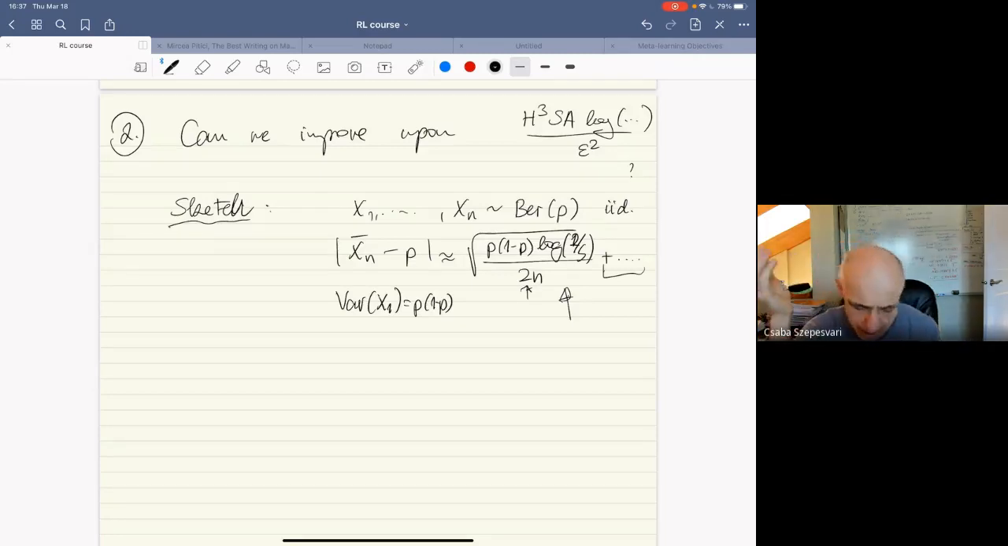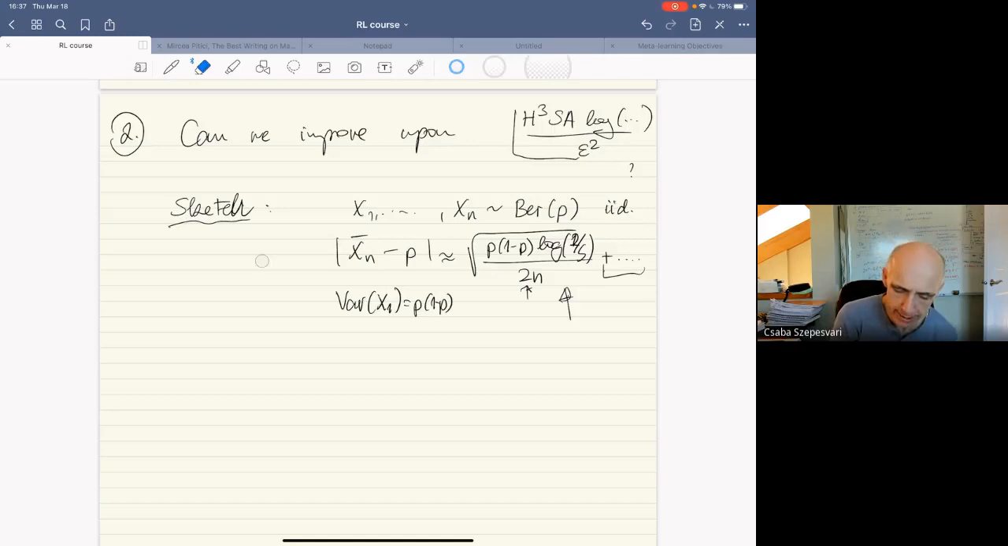And so it's kind of believable that the question whether you can improve upon this is somehow connected to how well you can estimate the mean of a Bernoulli random variable. And so we can ask the question, okay, how many samples do I need if I want an estimate which is epsilon accurate?